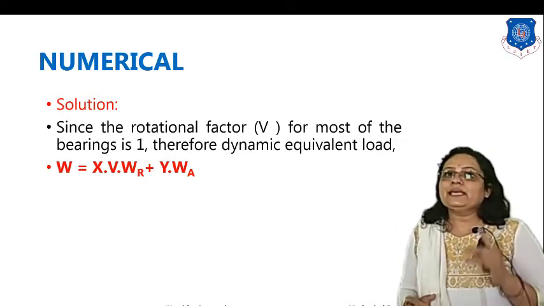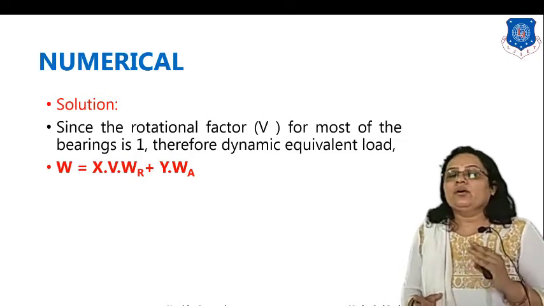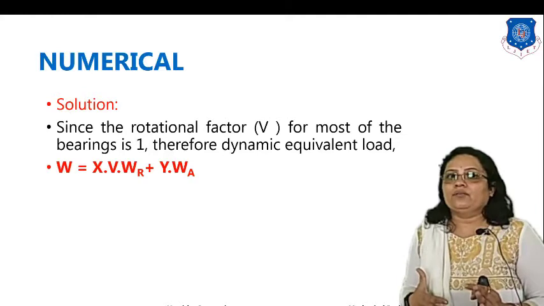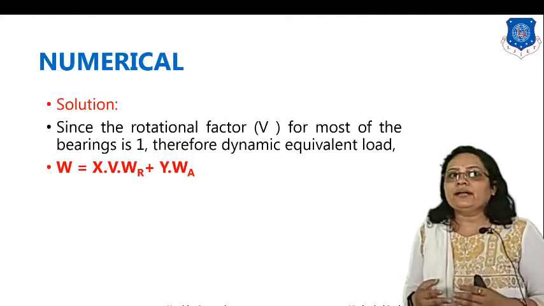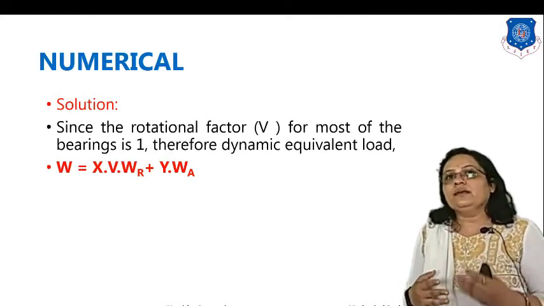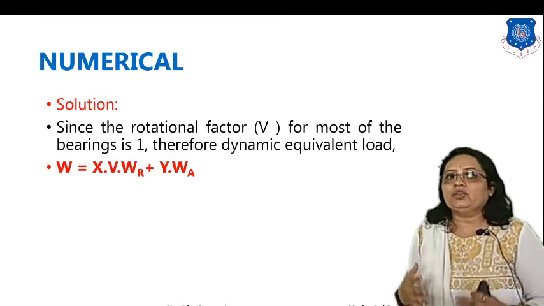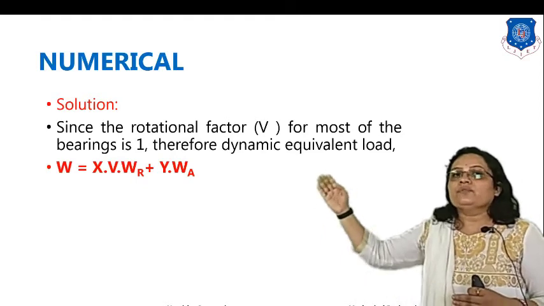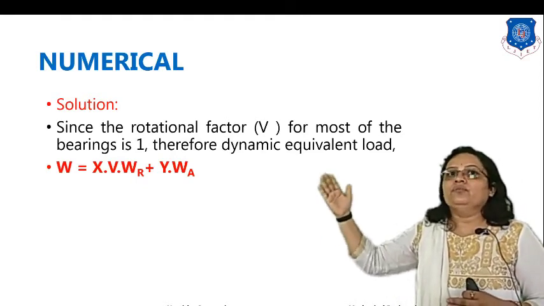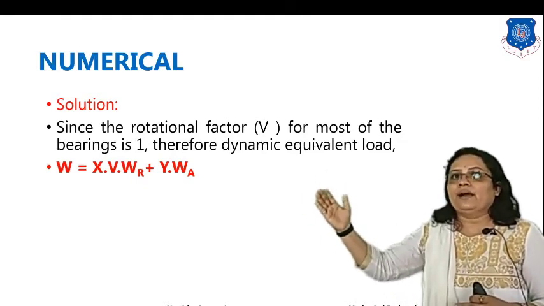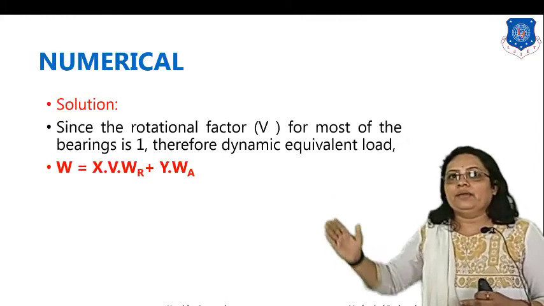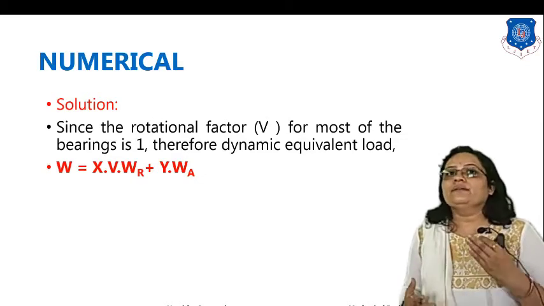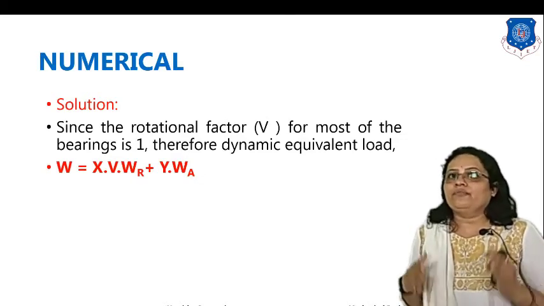We have seen in the previous lecture, when a variable load is applied on a bearing, that is a different condition, but there also we found the equivalent load. So here also we first have to find the equivalent load. The dynamic equivalent load is equal to X V WR plus Y into WA. I have already explained X and Y; these are the radial and axial load factors.